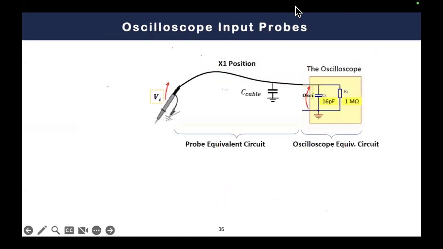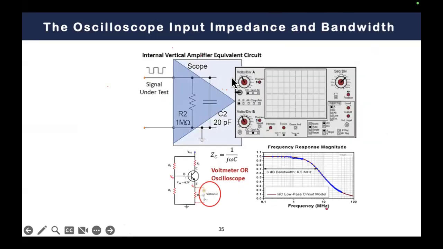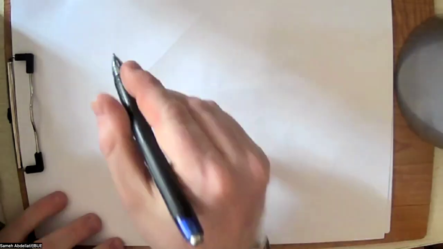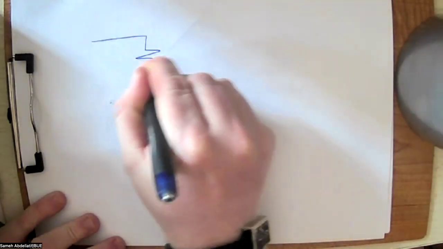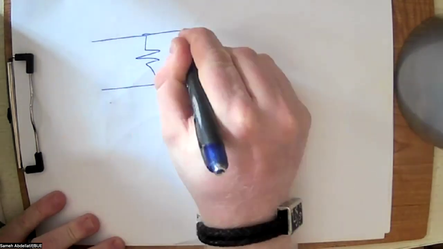Let's see together what the impact is. So here, let's do it. So now we have a resistance and a capacitance.